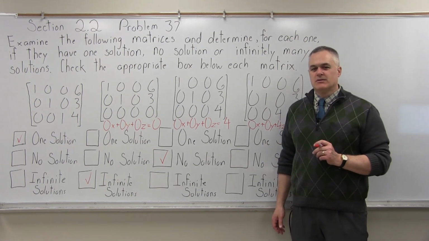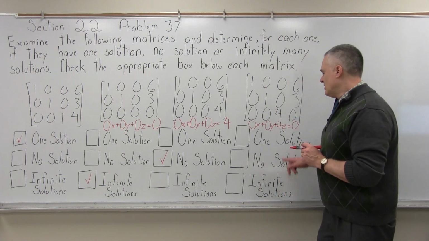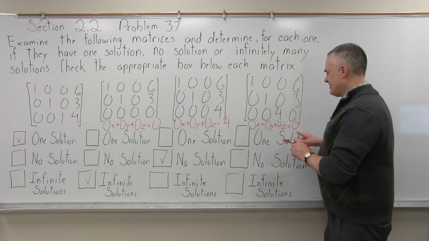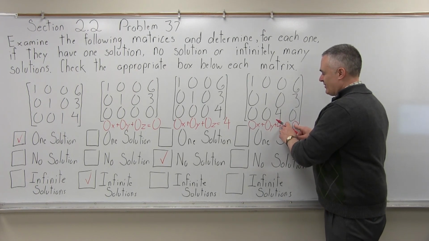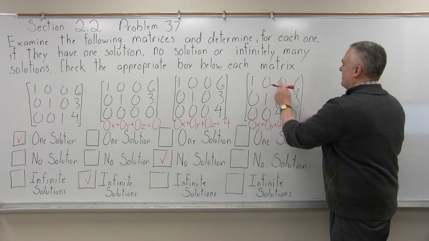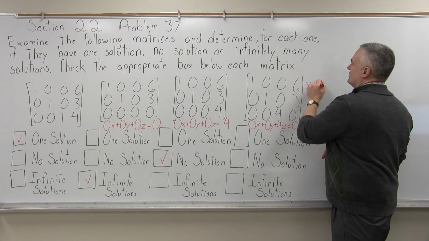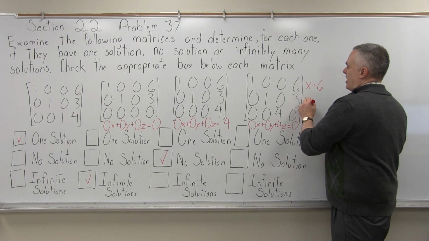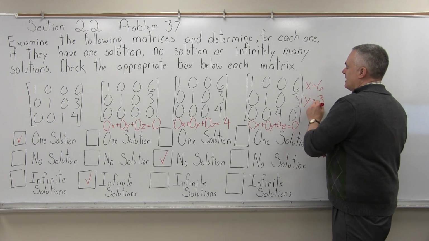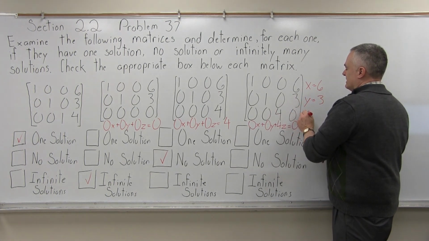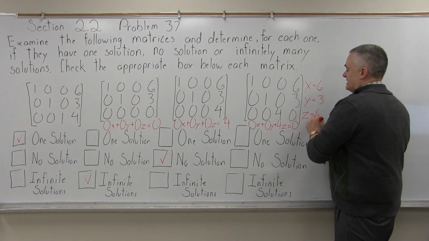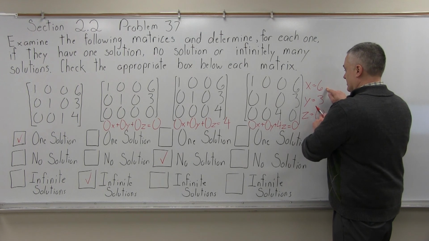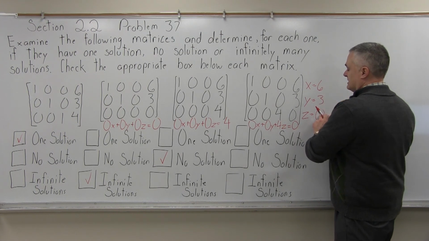Could that happen? Actually, it could. What value of z do I need to make this 0 equals 0? Well, if z is 0, it would work. Right? The top row is saying that x is equal to 6. The second row is saying that y is equal to 3. And actually, the bottom row is saying that z is equal to 0. So this one has one solution, and that is the one solution. x is 6, y is 3, z is 0.